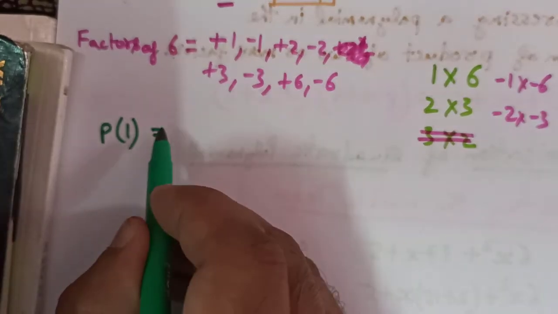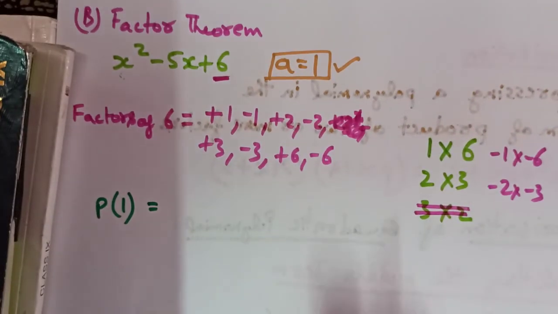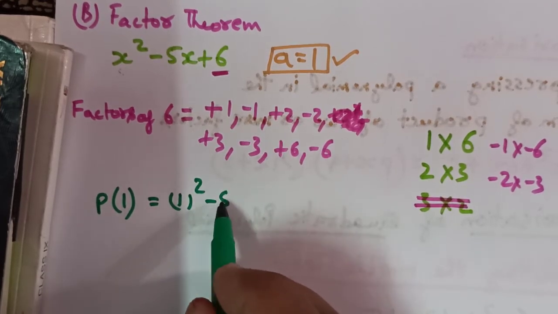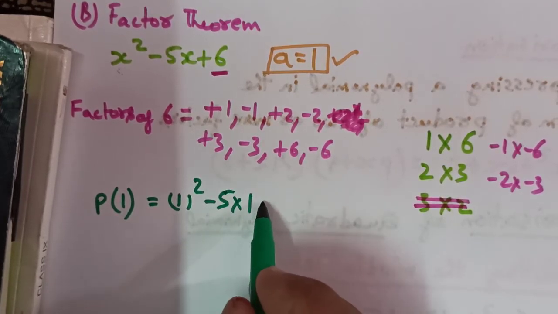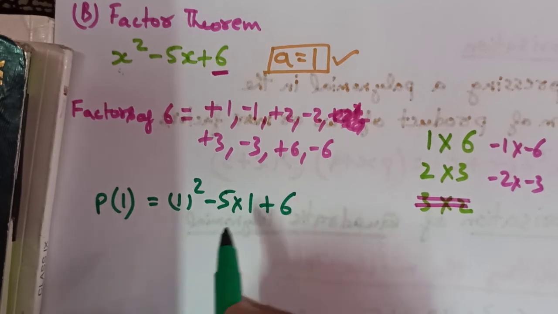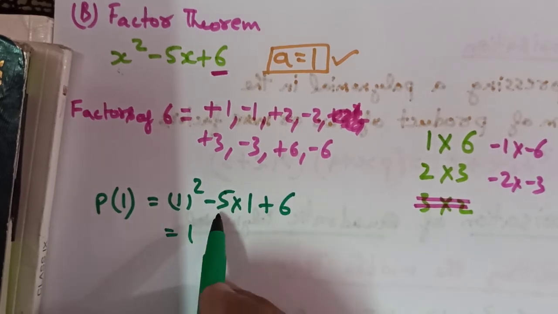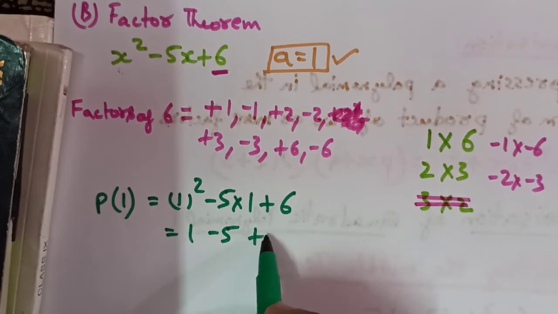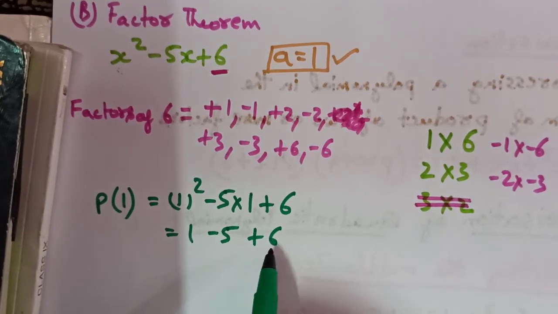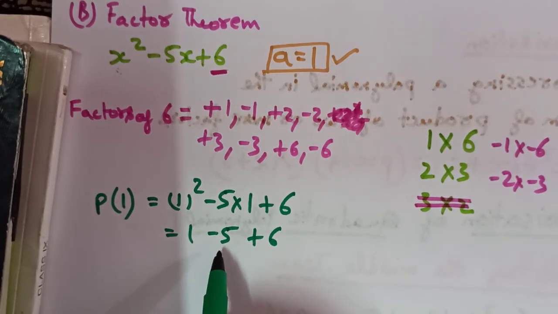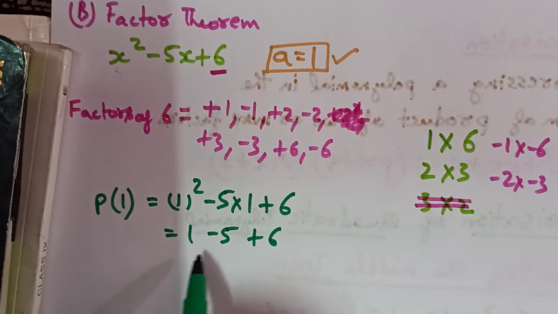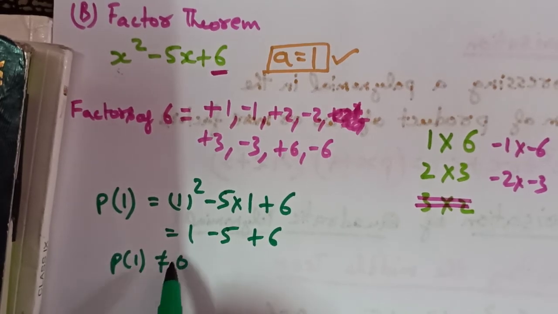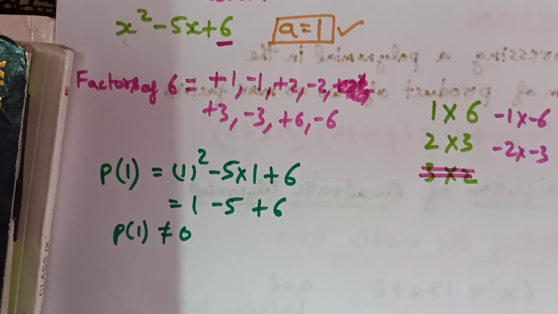So p(1) will be equal to 1 square, minus 5 times plus 1, plus 6. So 1 square will be 1, minus 5 into 1 will be minus 5, plus 6. Plus 6 plus 1 is 7, 7 minus 5 is 2. So it is not coming equal to 0. So p(1) is not coming equal to 0. So 1 is not the zero of the given polynomial.